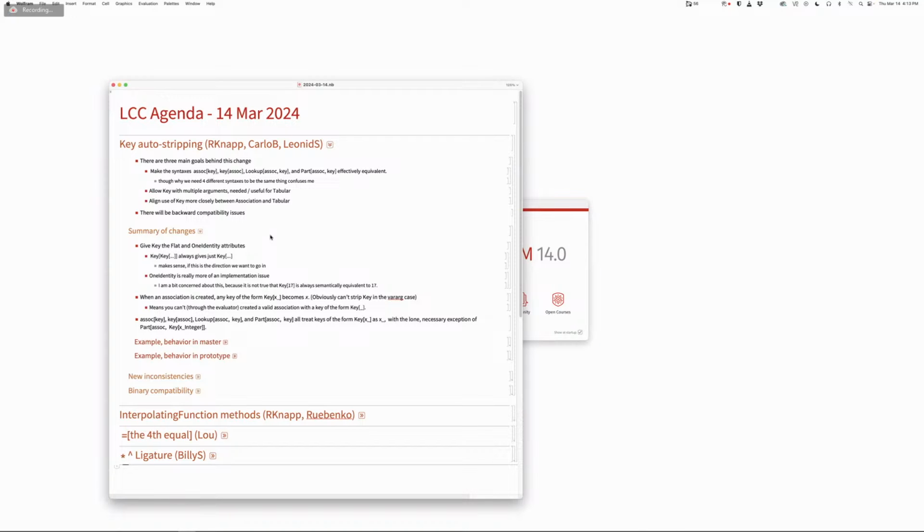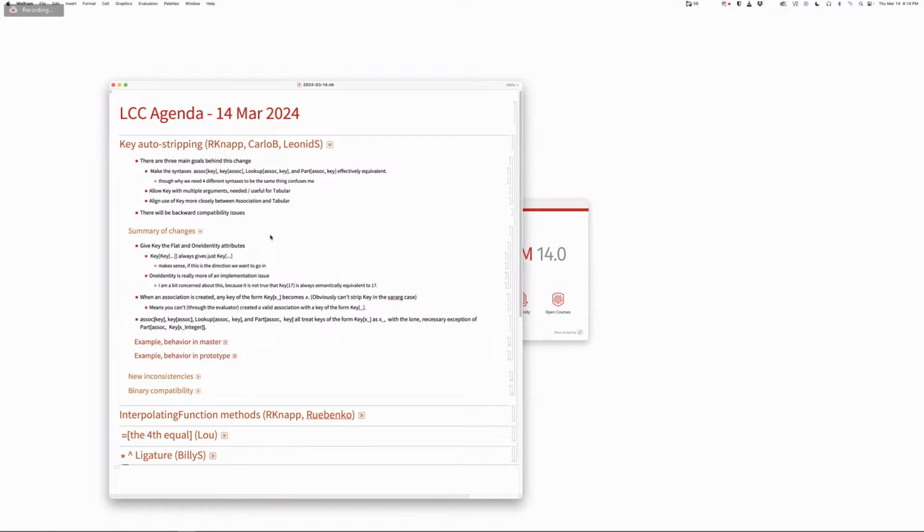Things like Times, which have the OneIdentity attribute, yes, X and Times of X are not the same expression, but if you allow them to evaluate normally, they're always semantically equivalent. Yes. And I don't think it's obvious that Key of X shouldn't be the same as X, probably. I'm not sure. Right. So that's what's been done. We can discuss. I'm confused by the Flat.